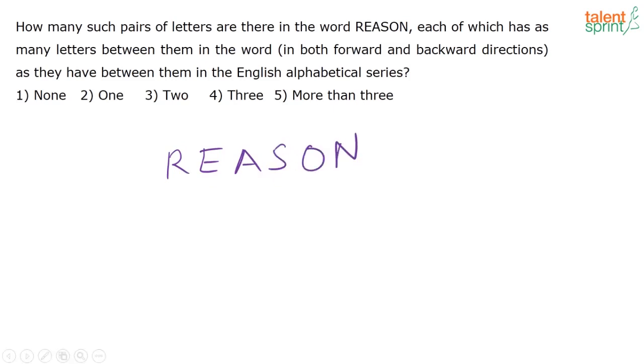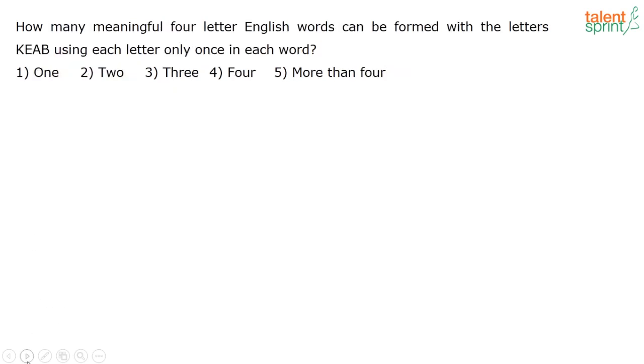R-E-A-S-O-N. Now very clearly when we see the question we can see that N-O are adjacent letters as they appear in the English alphabetical order. So this is one set which has as many letters between them as in the English alphabet. Now there are no other letters, correct? R-S, they are far away, not possible. Then E-O-N, no other letters have the same number of letters between them as in the alphabet. So there is only one pair and the answer for this question is option 2. Only one pair, correct. Let's move on to the next type of question.